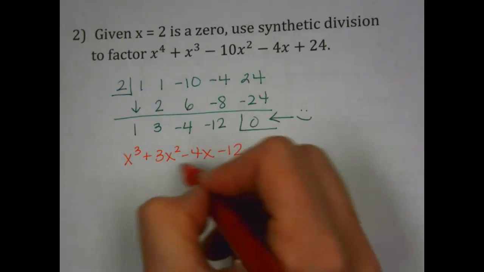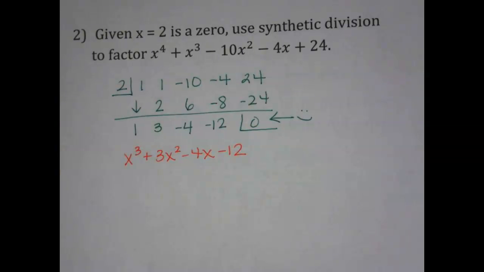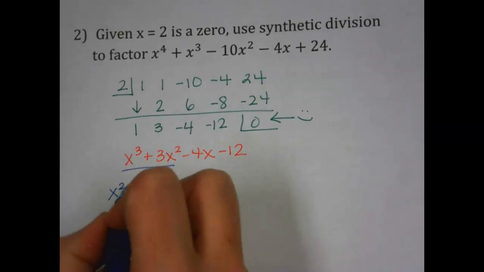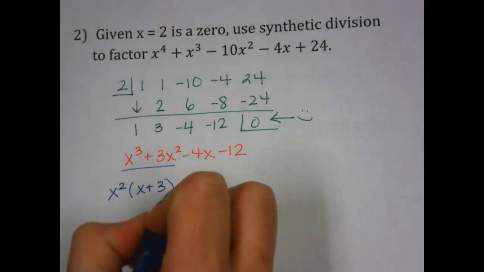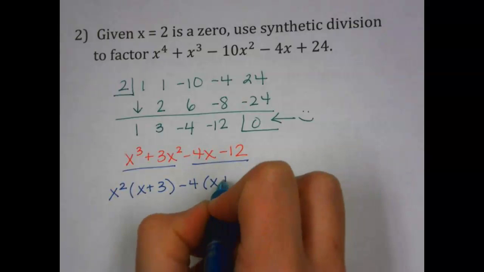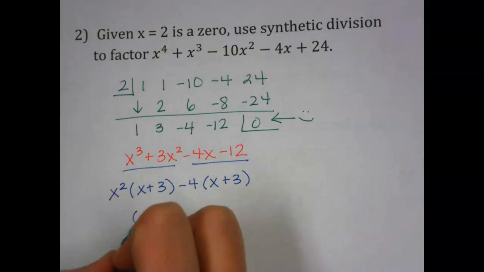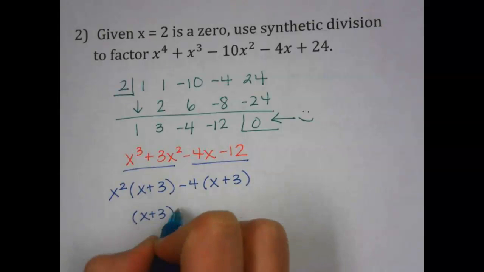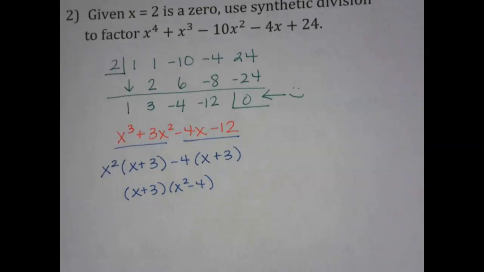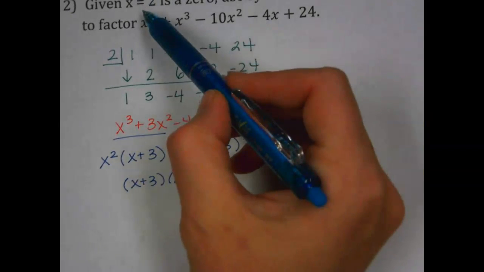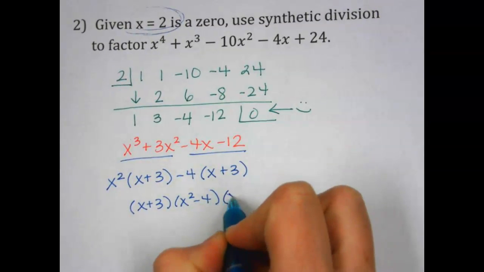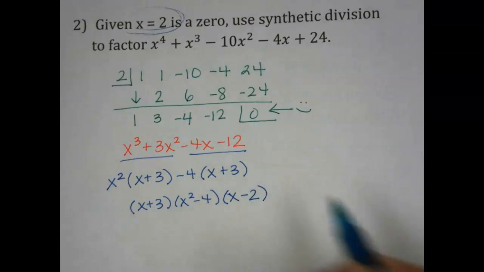So when we have 4 terms, we factor by grouping. So I'm going to group these first 2 together and find out that x squared is common. And then group the second 2 together. And negative 4 is what's common. So we factor to x plus 3 times x squared minus 4. Now remember, just like last time, we have to pull in what we divided by, this x minus 2 up here. So we have an additional x minus 2.